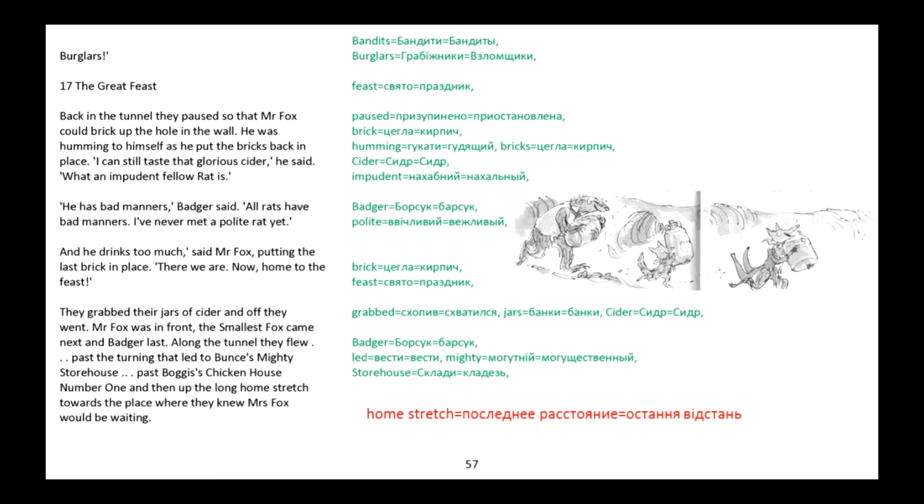They grabbed their jars of cider and off they went. Mr. Fox was in front, and the smallest fox came next, and Badger last. Along the tunnel they flew, past the turning that led to Bunce's mighty storehouse, past Bogus's chicken house number one, and then up the long home stretch toward the place where they knew Mrs. Fox would be waiting.